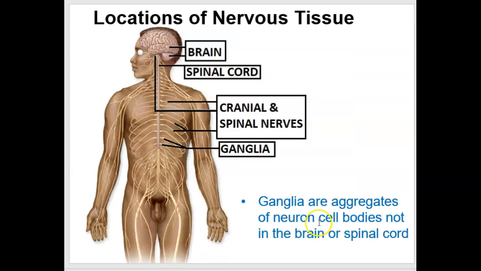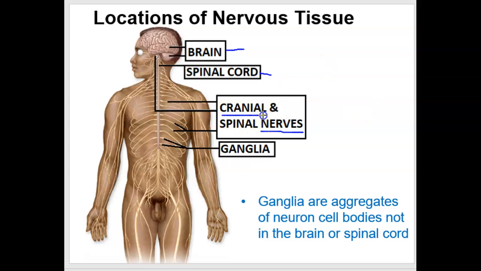First, let's just discuss where we find nervous tissue, which will probably be obvious to you, at least in some cases. The brain, nervous tissue's there, the spinal cord, and nerves. Now we have two kinds of nerves. They function similarly. They're carrying impulses to or from the central nervous system out to the rest of your body, or back from your body.